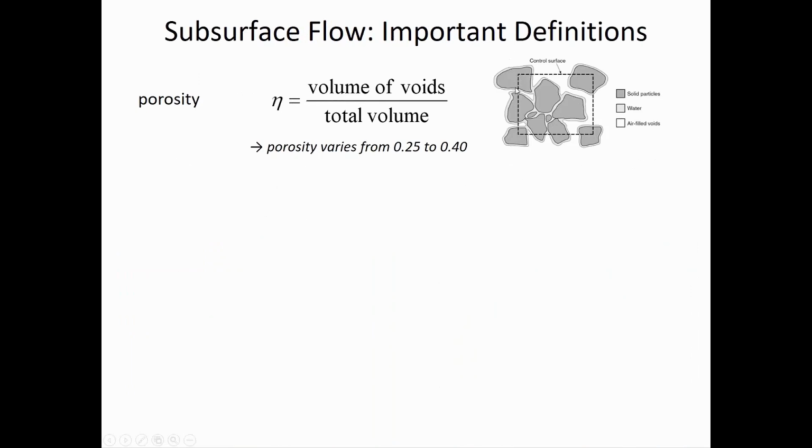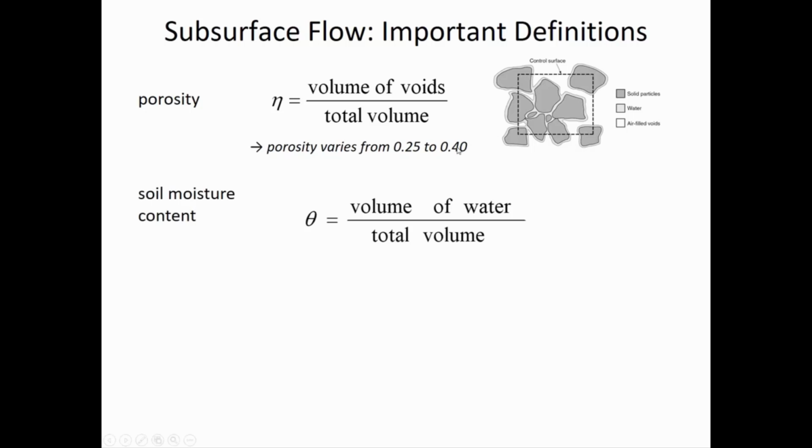If we take a unit volume in the subsurface, then the porosity is the ratio of voids within that total volume. And one of the earlier figures we looked at said that depending on the soil type, porosity varies from about 25% to around 40%. Maybe in clay soils even higher than that, potentially.